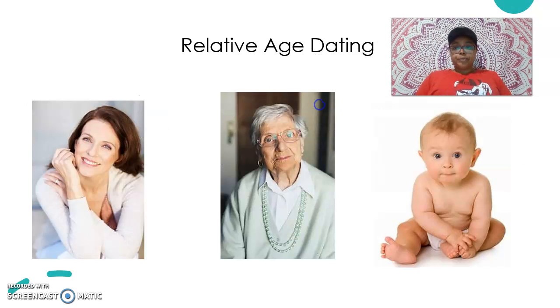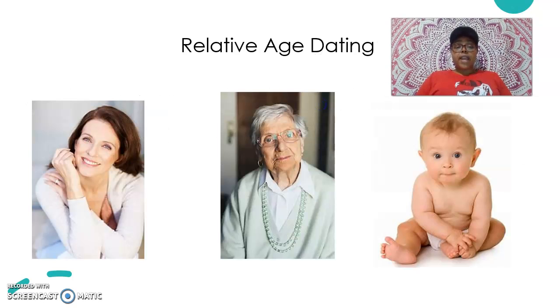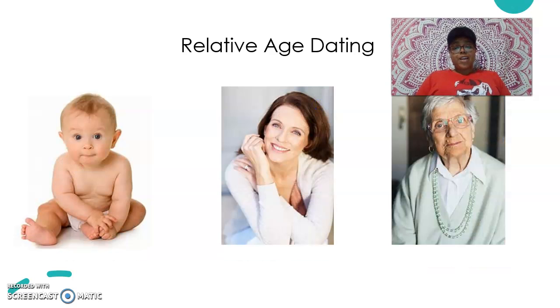Let me give you an example. As you see, we have a middle-aged lady, an older lady, and a baby. You can tell they're not in chronological order, from youngest to oldest, and that's what relative age dating is. But as you see now, they are. We have the baby first, the middle-aged woman, and then the older woman. That's all relative age dating is. It's telling the youngest rocks from the oldest rocks. The youngest go first, the oldest is at the bottom.